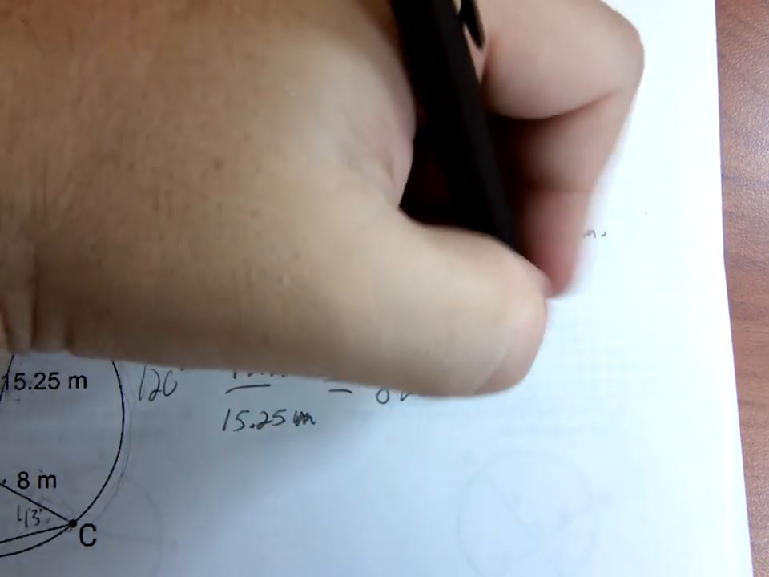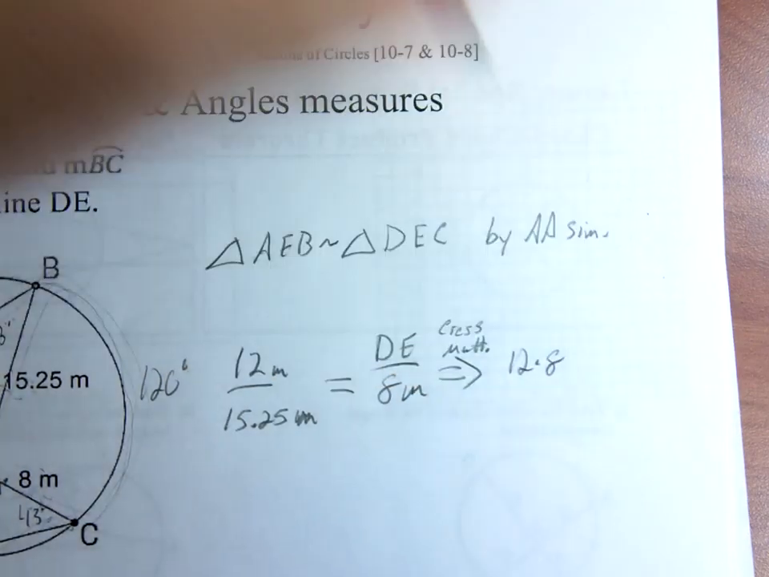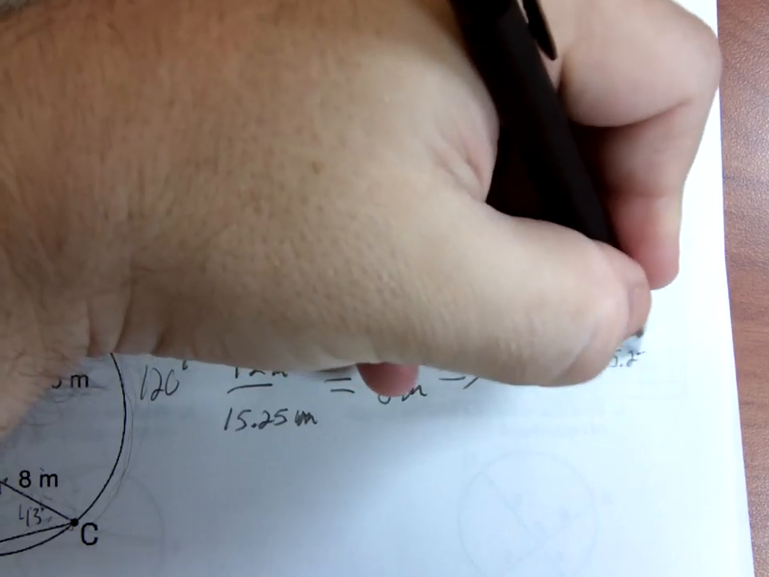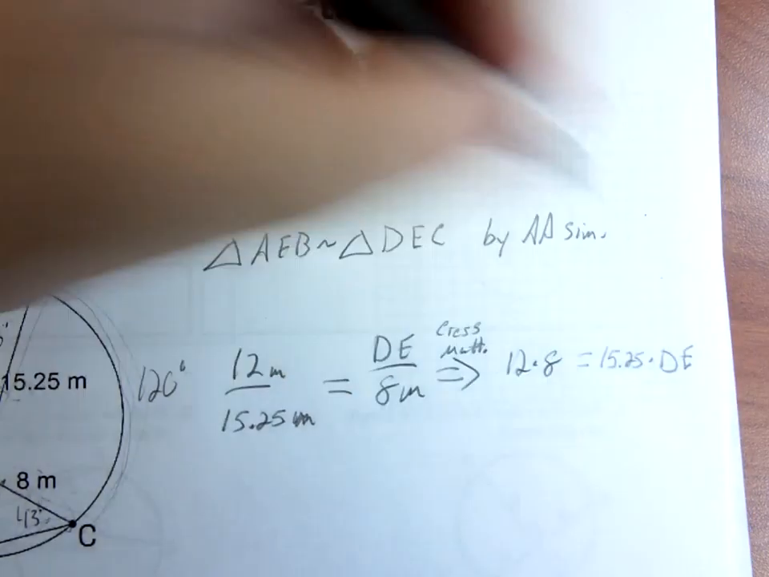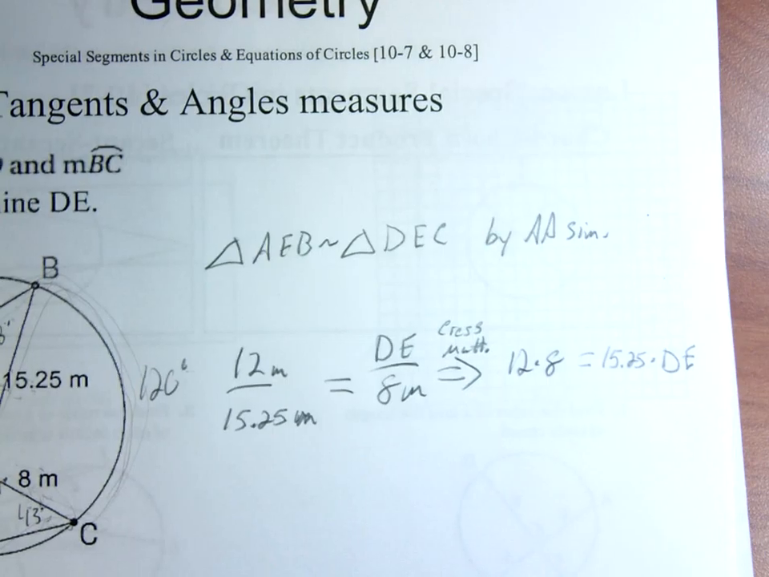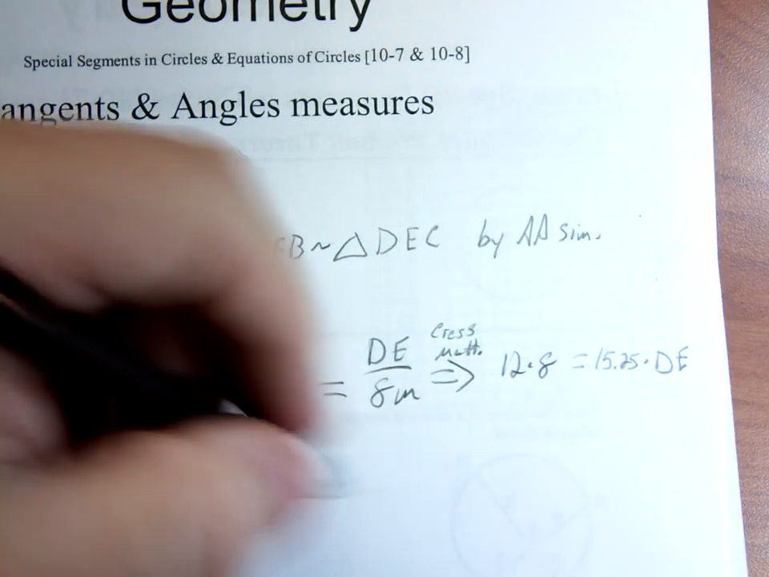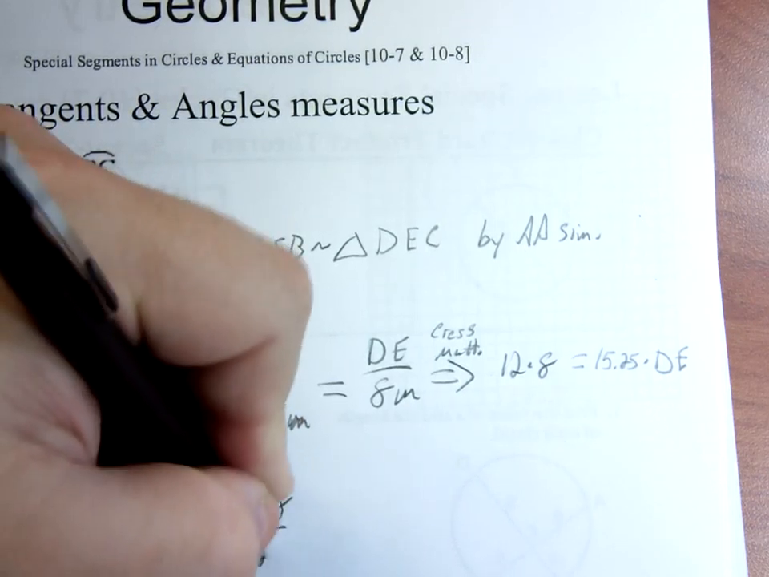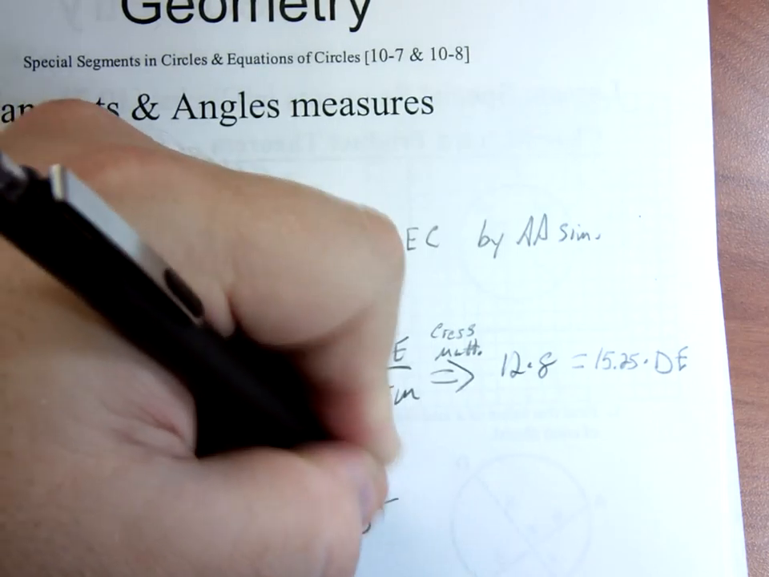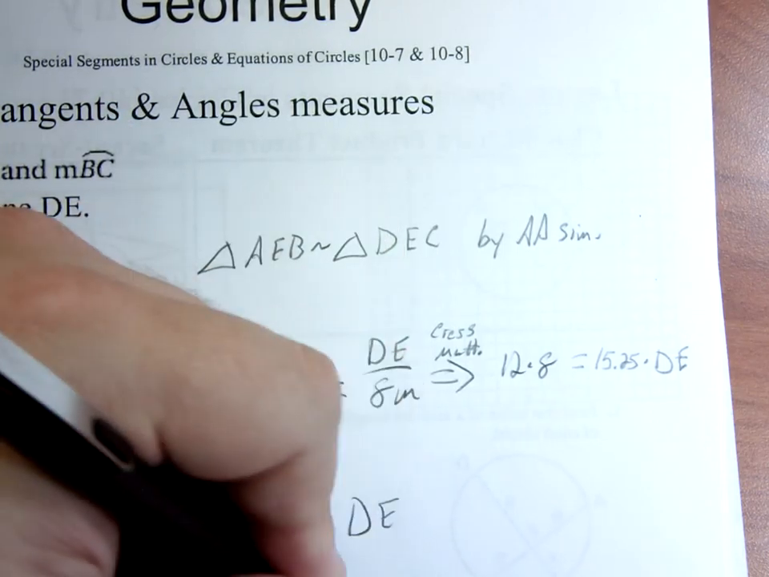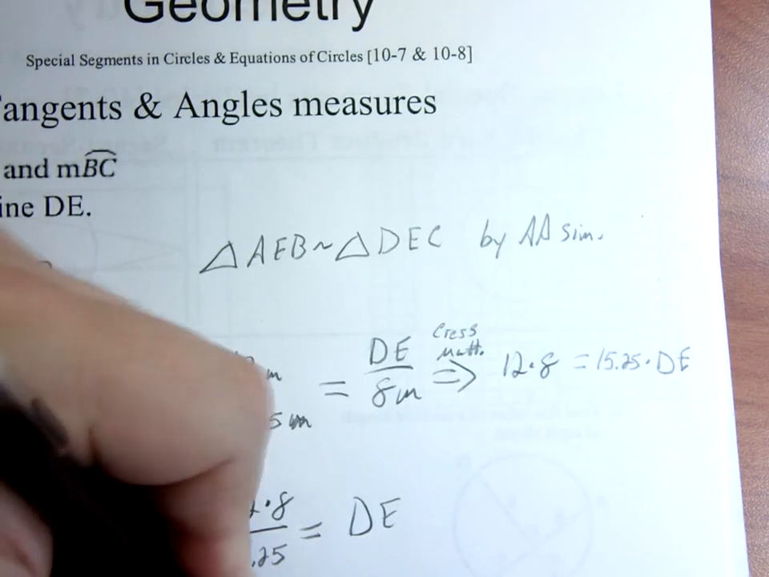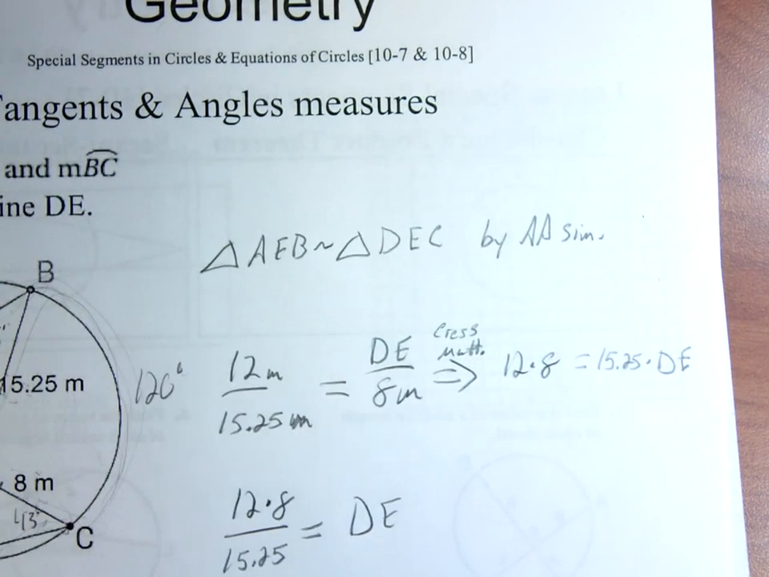Cross multiply, so we get 12 times 8 equals 15.25 times DE. And then we solve by dividing both sides by 15.25. So I get 12 times 8 divided by 15.25. That'll give me DE. What is that? 6.29. Okay, 6.29. Is that what everybody got? Yes. Okay, and that's meters. All right, so there's our answer.